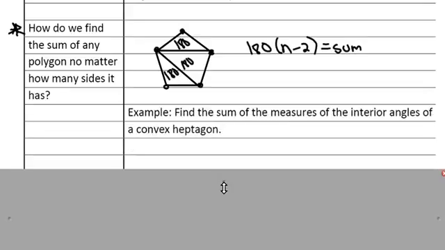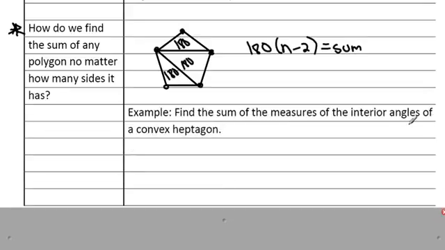So for our first example, we're going to find the sum of the measures of the interior angles of a convex heptagon. Convex just means that all of the vertices are pointing outwards. This would be concave. If you have vertices pointing inwards, convex are all pointing outwards. We're going to be dealing with just convex polygons.